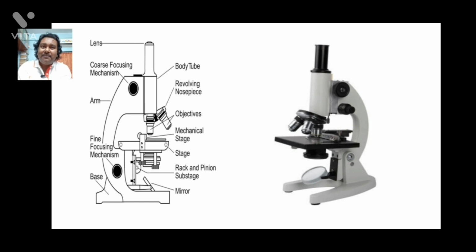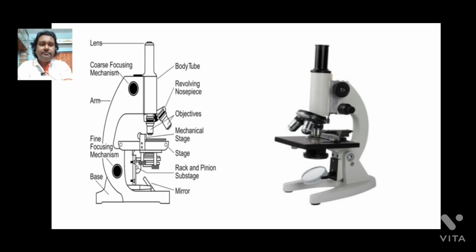For that purpose, the concave side is used. When we are using the electric bulb as the source of illumination, it is an artificial form of light, then we should use the plain side because the source of light is very much nearer to the microscope. At that time, the plain side is used to reflect the light through the condenser and then form the image.